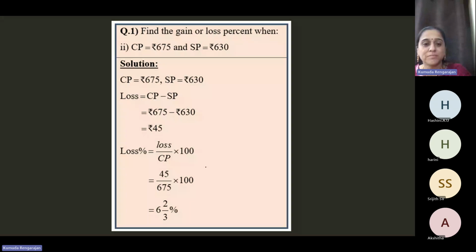Okay. So because CP is more, it's a loss. It's not a profit, it's a loss because CP is more. You have paid 675 rupees to purchase that article. Okay, cost price. To buy that article, you have spent 675 rupees and you're selling it to somebody for 630 rupees.